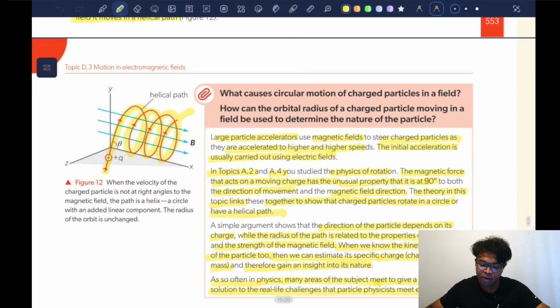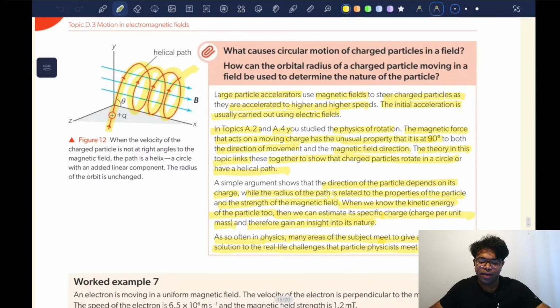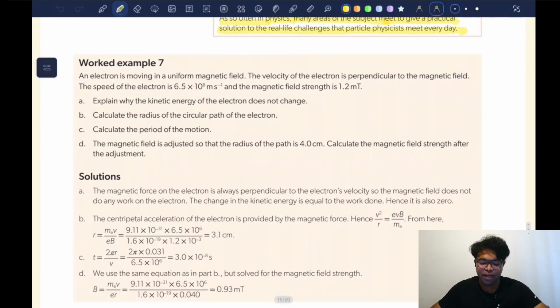In yesterday's class, we had done till this portion. We had done what causes the electron or the charged particle in a magnetic field to behave and go in a circular path. That's what we had discussed in the previous class. So we are going to do some questions today regarding this.